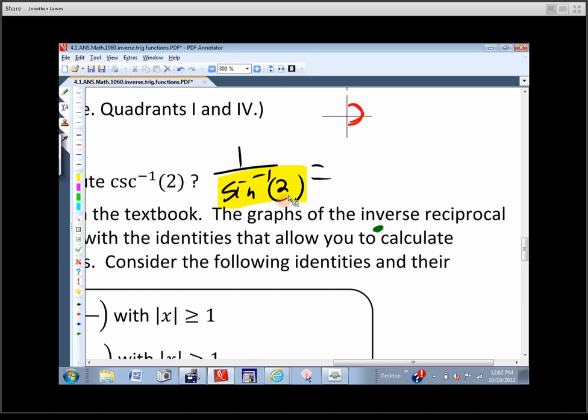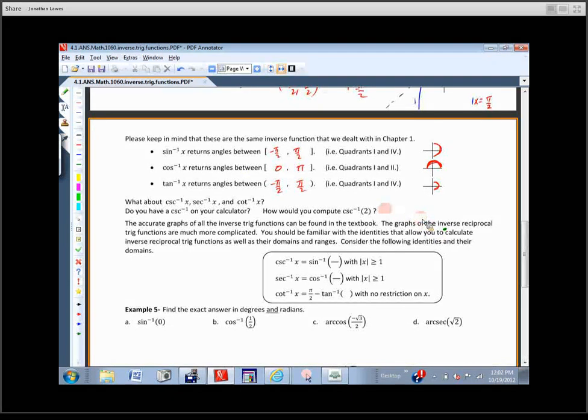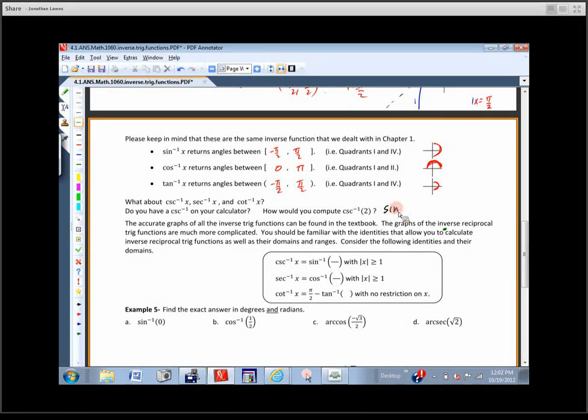This is too big. This is saying the opposite is 2 and the hypotenuse is 1. Is there any way the opposite side can be the biggest side on a right triangle? Not possible. Doesn't work that way. Okay? So that is not the way to compute that. But we still can do it on the calculator, and here's how we do it. We do sine inverse of, take the ratio and flip the ratio over. So what's the reciprocal of 2? 1/2.